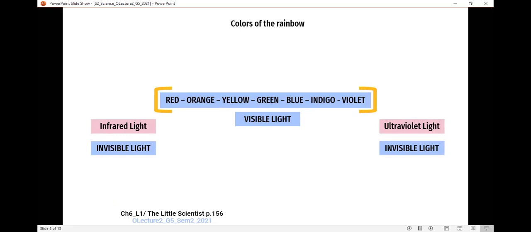And these colors are 7. All the colors that we can see are made out of these 7 colors. You have to memorize them in order: red, orange, yellow, green, blue, indigo, and violet. Miss, what's indigo? It's between the blue and violet.